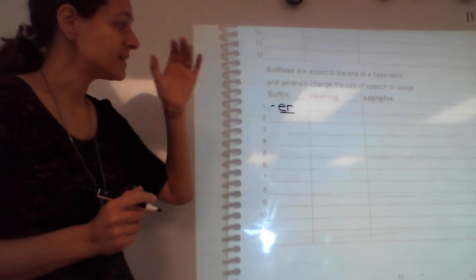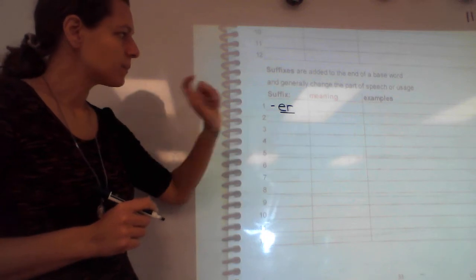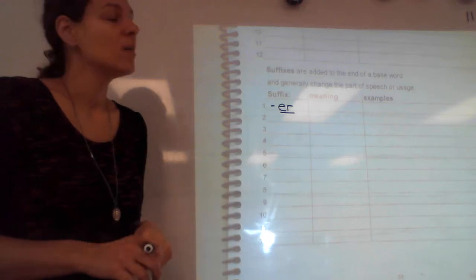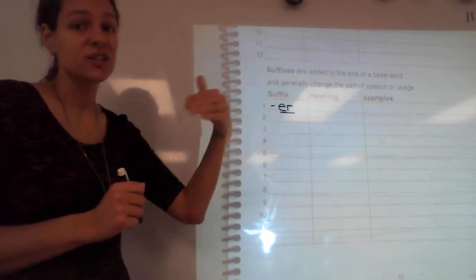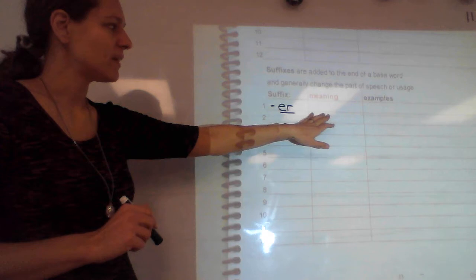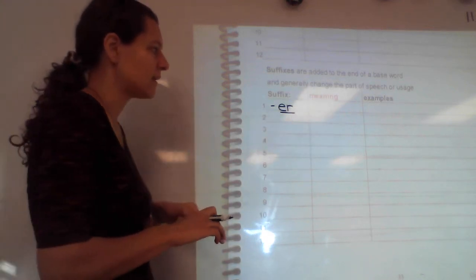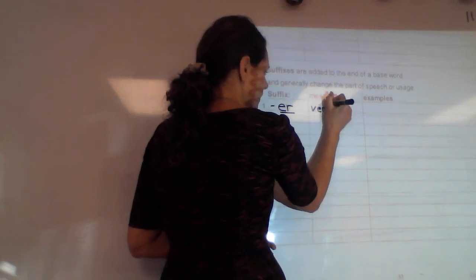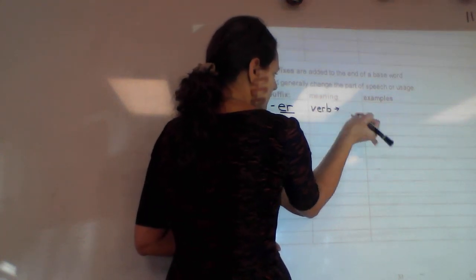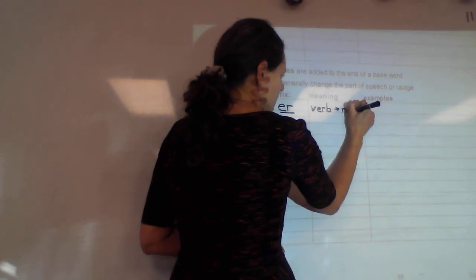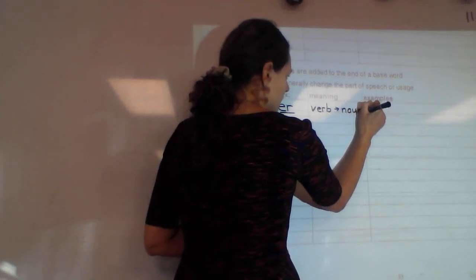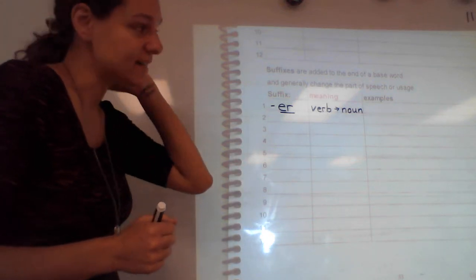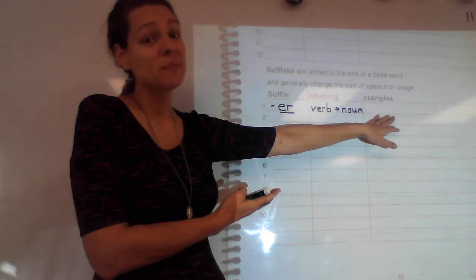All right, this one says meaning. Like, what does it mean? Well, the er changes our verb into a noun. Remember, we talked about that with hunt, hunter, teach, teacher, all kinds of other things. So for meaning, I'm going to write verb and then a little arrow and noun. It makes our verb into a noun. And for examples, let's put pitcher.